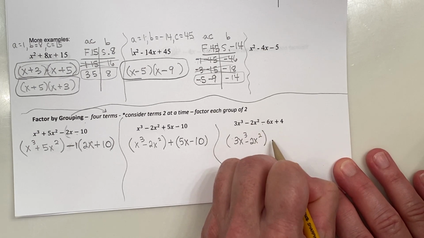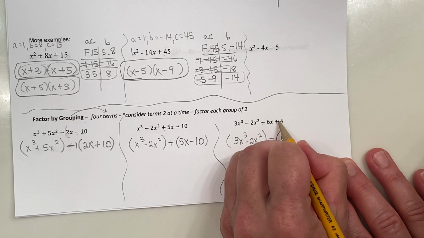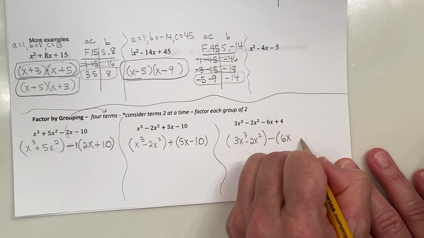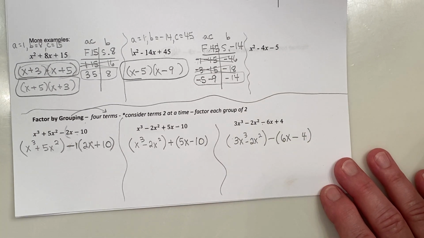Let's see what happens in this third one when we do the first step. What's next? Not a plus, but a minus. And you're going to put 6x here. You can't put plus 4 here, because if you do, when you distribute it in, you're going to get a minus. You've got to also change the sign of the 4.